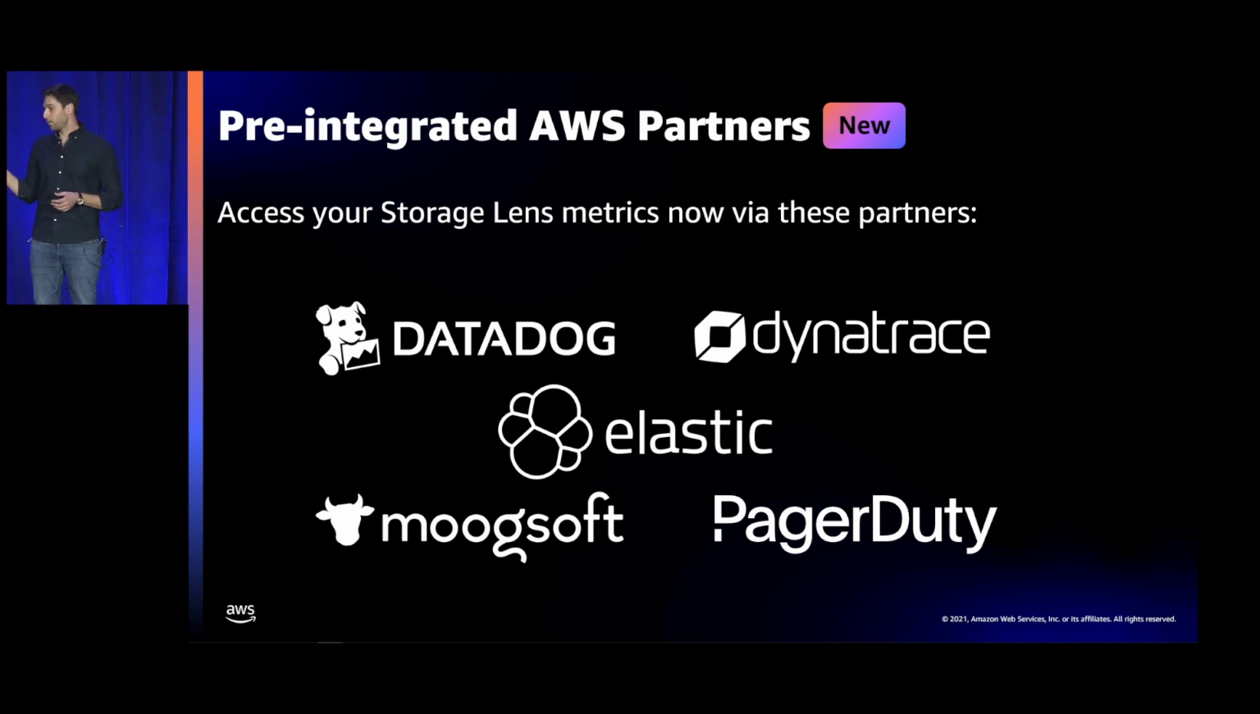We can see all of these partners that are in the observability and analytics segment, and they include Datadog, Dynatrace, Elastic, Moogsoft, and PagerDuty. By the way, some of these have active booths in our expo today. All of these partners are powering their platforms with Storage Lens metrics data. That means that if any of you is also a customer of these partners, you can access your Storage Lens metrics data through these platforms. I encourage you to go check out these partners' booths in the expo and ask for more information about this integration.